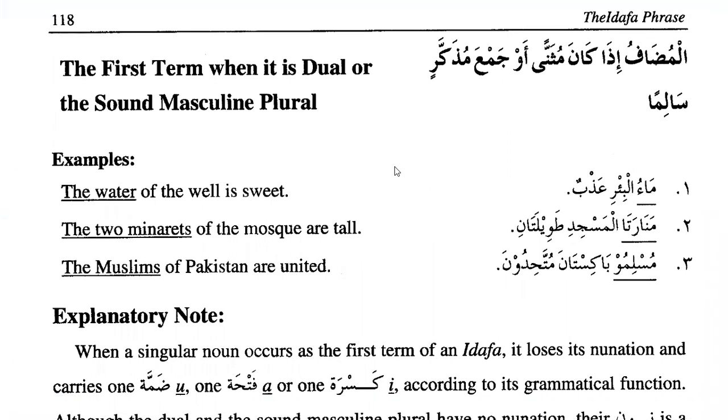The first term, when it is dual or the sound masculine plural. Al-mudafu idha kana muthanna aw jam'a mudhakkarin salim. Example: the water of the well is sweet. Ma'ul bi'ri 'adhbun. The two minarets of the mosque are tall. Manaratal masjidi tawilatan. The Muslims of Pakistan are united.